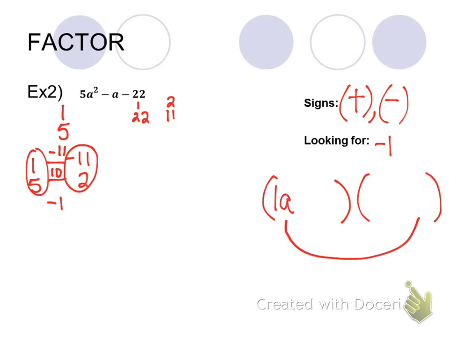Good. So I am going to put my variable of A with the positive 1 in the front. And I agree a negative 11 should go in the back. Jeriel? It would be plus 2 in the front. And 5A in the other spot.